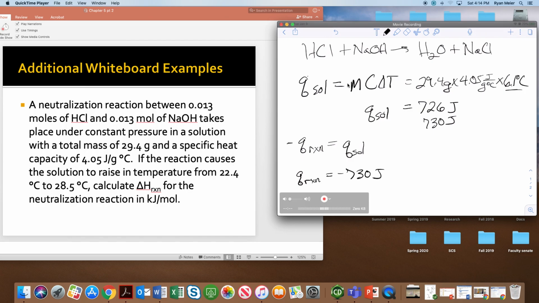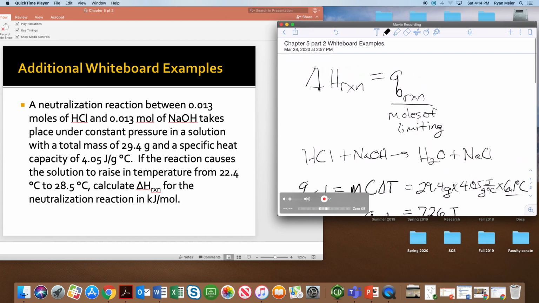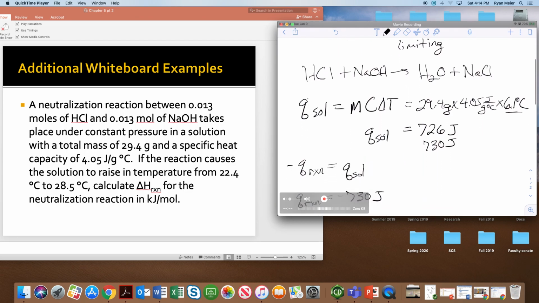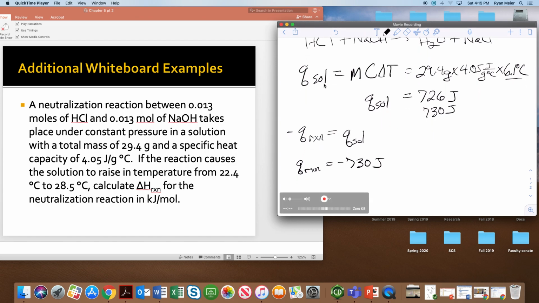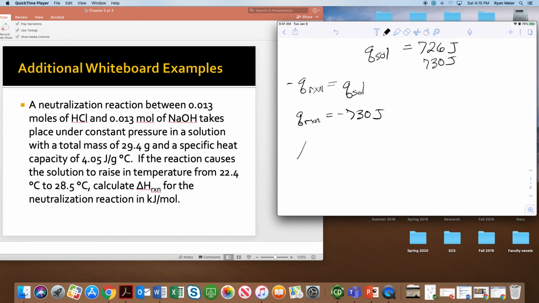And now we can go through and find our last part of this and find delta H, right? We said before that delta H of our reaction is Q of our reaction divided by moles of our limiting reagent. So we found Q of our solution, which we used to find Q of our reaction. So now delta H of our reaction is going to be equal to Q of our reaction, negative 730 joules, divided by the moles of our limiting reagent, which was 0.013 moles.